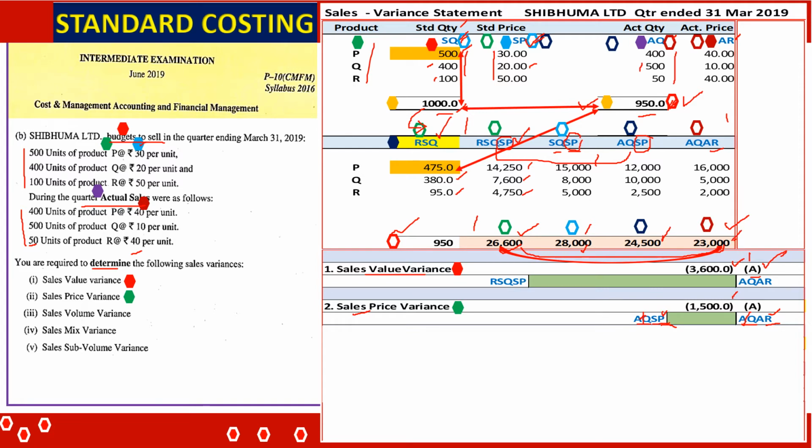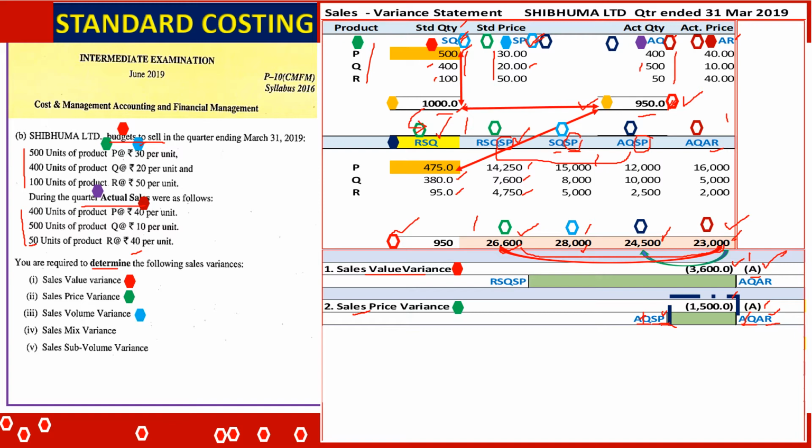When we do the deduction, it is from the right side. 23,000 minus 24,500 is 1,500 negative, and fall in revenue, therefore it is adverse. This is how we indicate 23,000 minus 24,500. Then comes here, once again, we are just highlighting it here to show these are the two columns which will be affected.